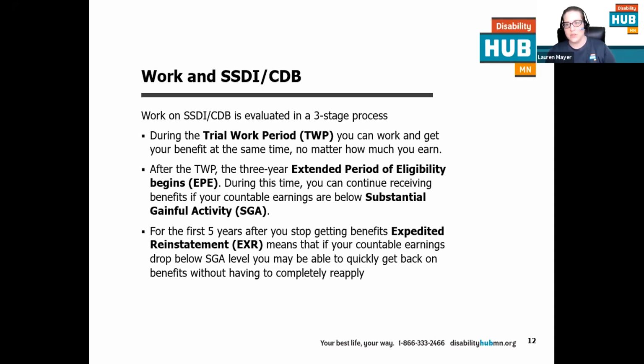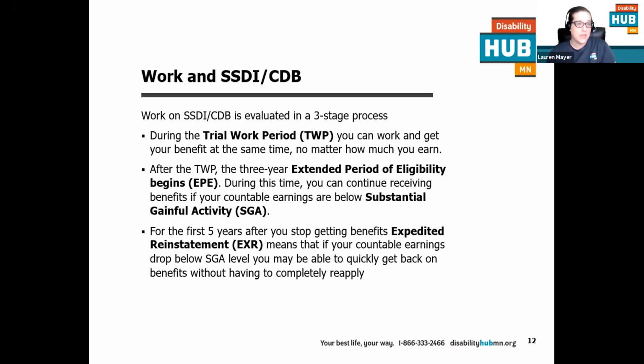The way that you use up a trial work period is that if you make over $940 in a month, you use up one of those 9 trial work period months. You have 9 of them, and every time you earn over $940, you use up one of them. Nothing happens to your benefits, but it starts the clock running, and you're working through that trial work period.